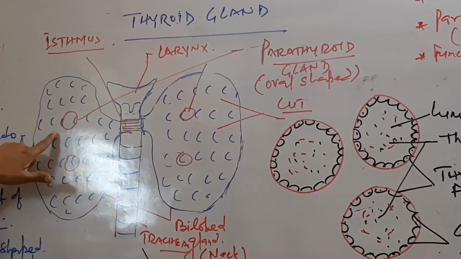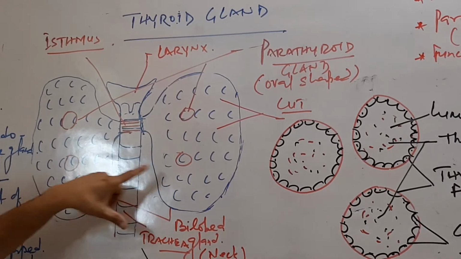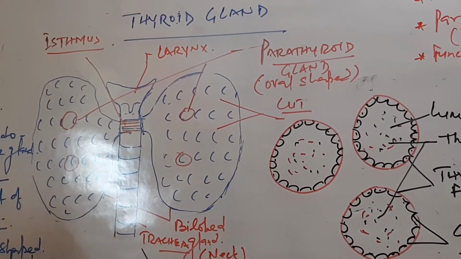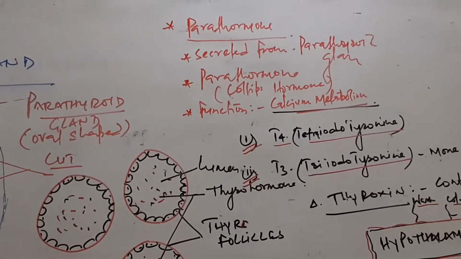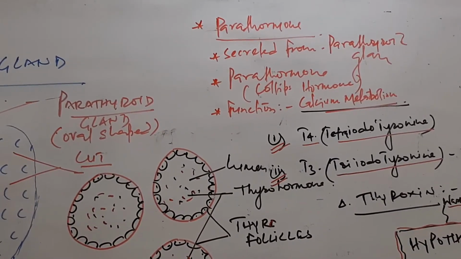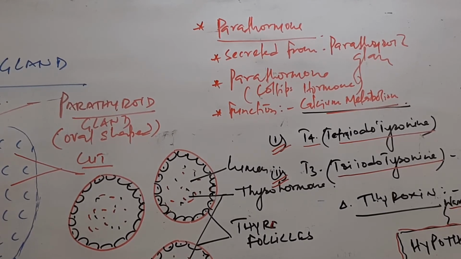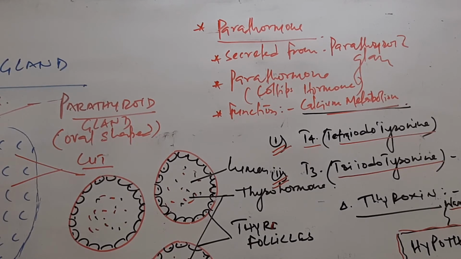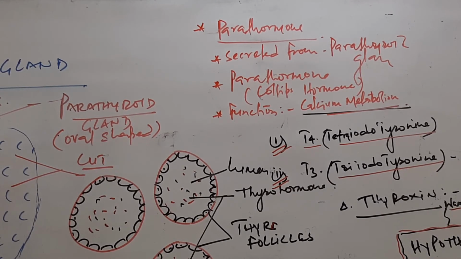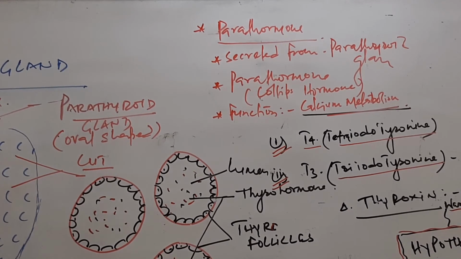Here we have shown the parathyroid. How many are there? 1, 2, 3, 4. So, four oval-shaped glands. The parathyroid gland secretes parathormone. It is also called Collip's hormone, and its main function is related to calcium metabolism. It increases the calcium in blood by absorption of calcium from the gut, bone and kidney.